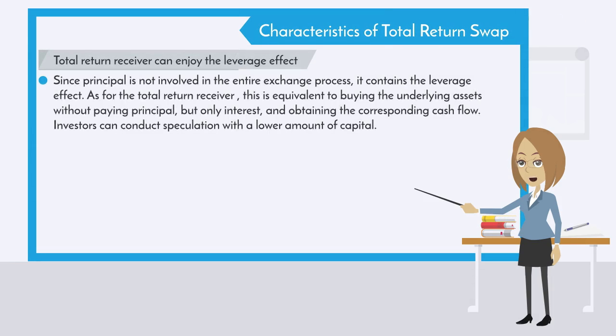One of the most important characteristics of total return swap is that the total return receiver can enjoy the leverage effect. Since principal is not involved in the entire exchange process, it contains leverage effect. As for the total return receiver, this is equivalent to buying the underlying assets without paying principal, but only interest, and obtaining the corresponding cash flow. Investors can conduct speculation with a lower amount of capital.